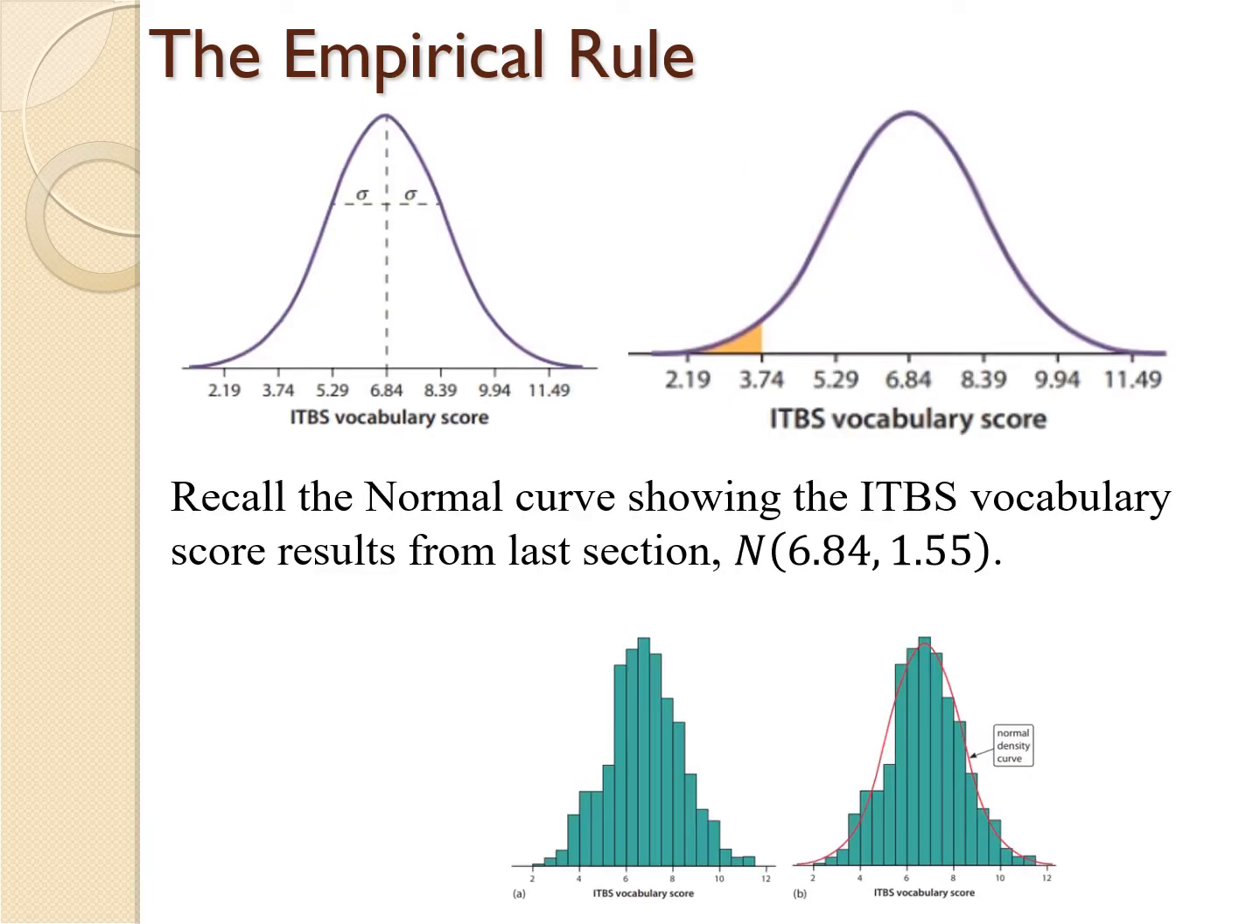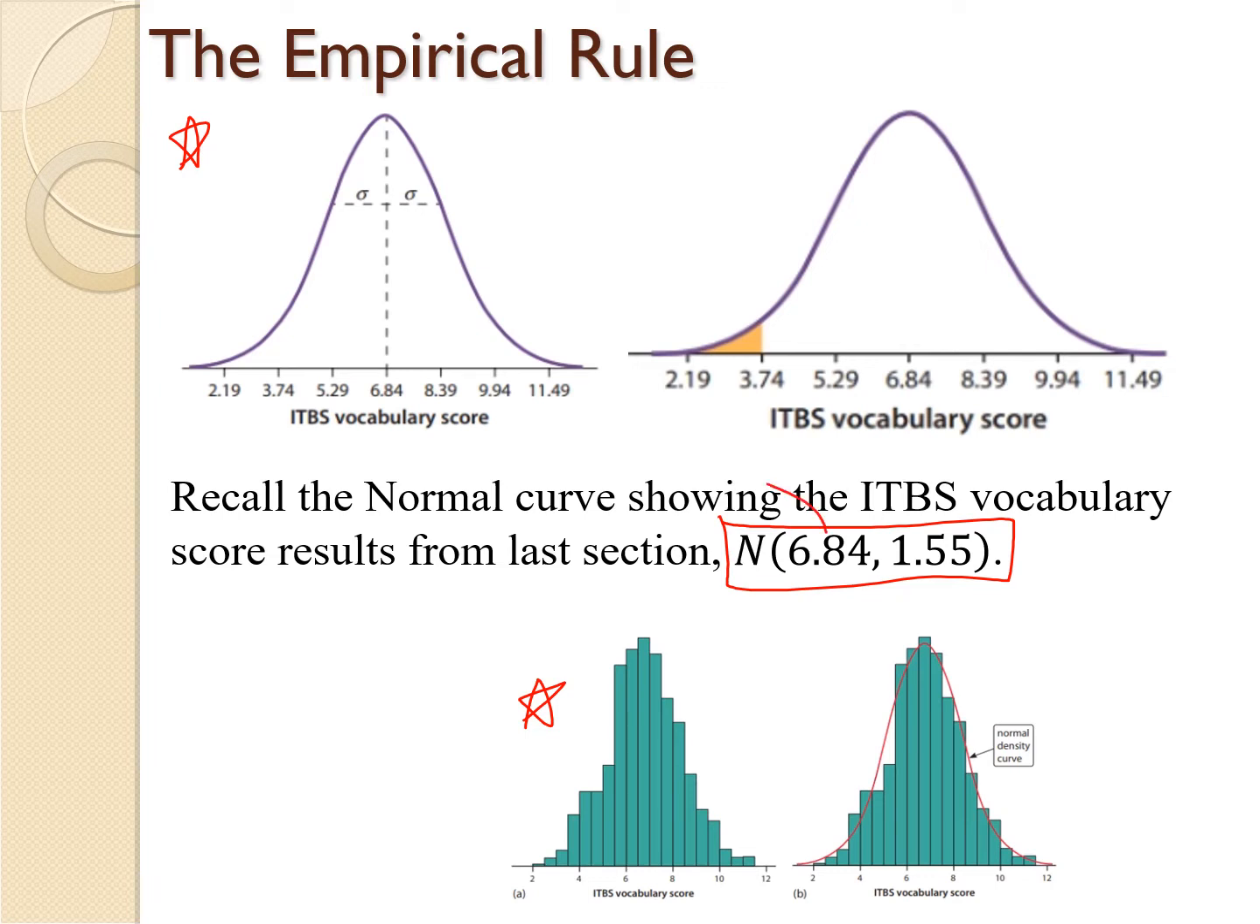So let's apply the empirical rule to the histogram that we saw in the last section, showing the ITBS vocabulary score results from students in Gary, Indiana. So our histogram is down there. We see it's approximately normal, bell-shaped, unimodal. It had a mean of 6.84 and a standard deviation of 1.55, and we can use that to draw the distribution using the empirical rule. That's what this is showing up here in the top left.